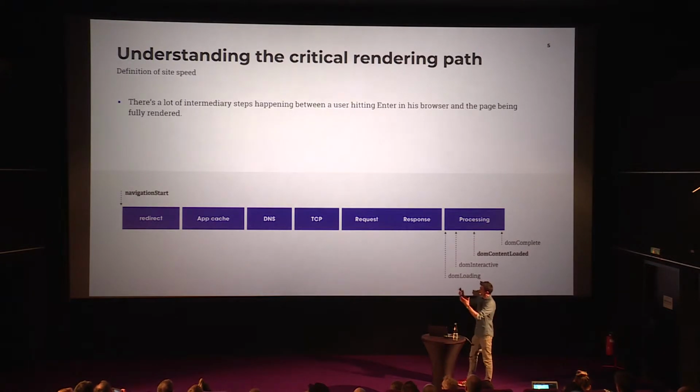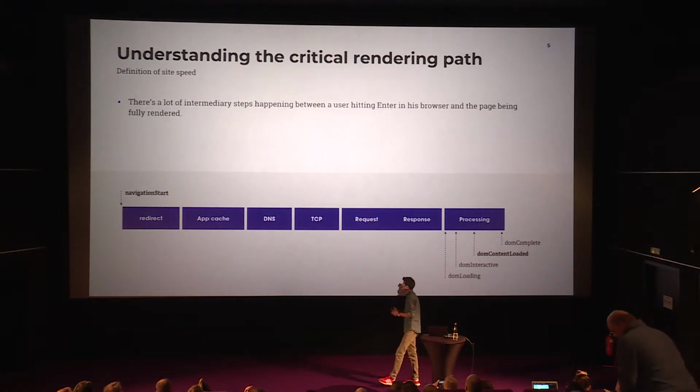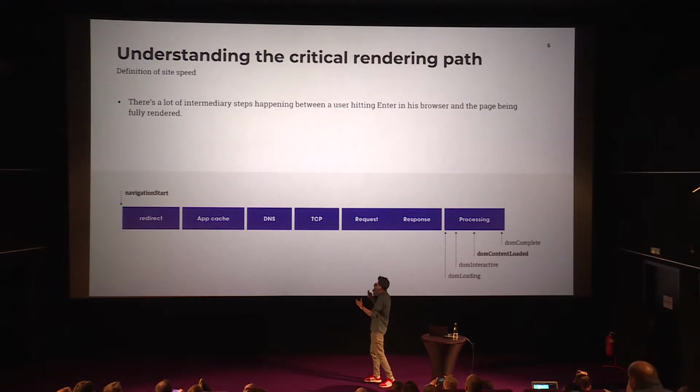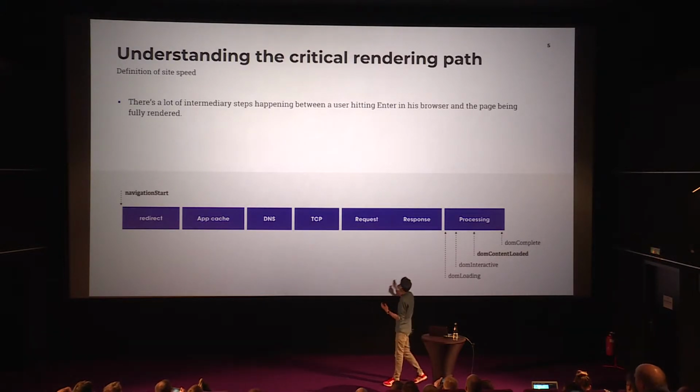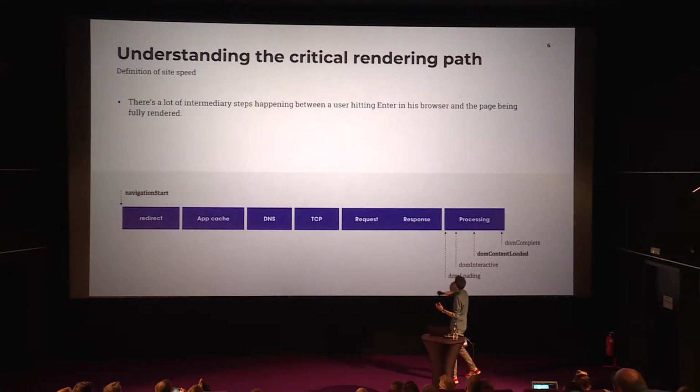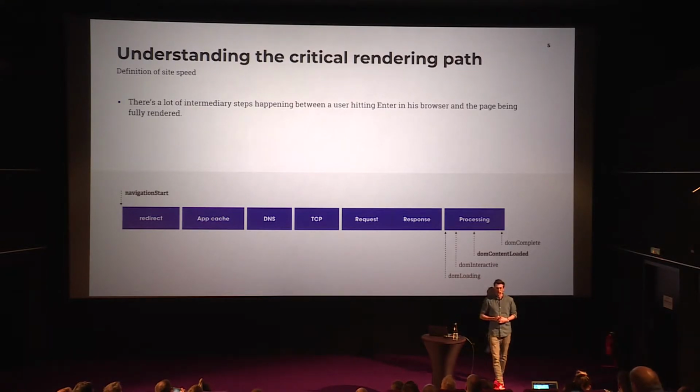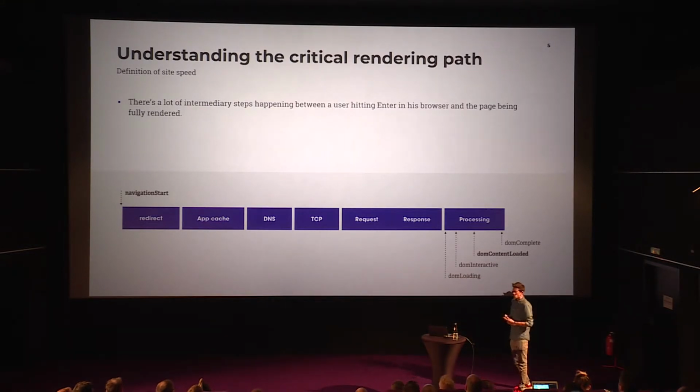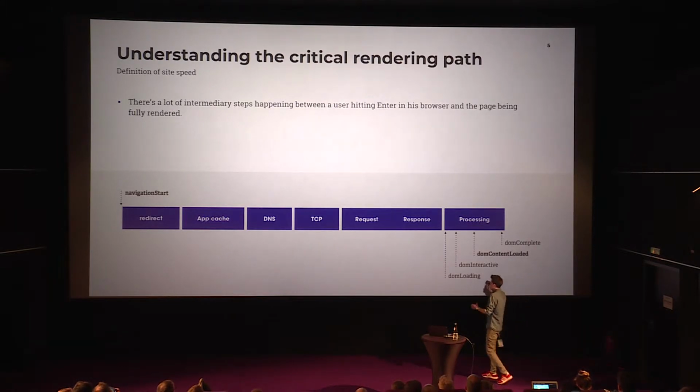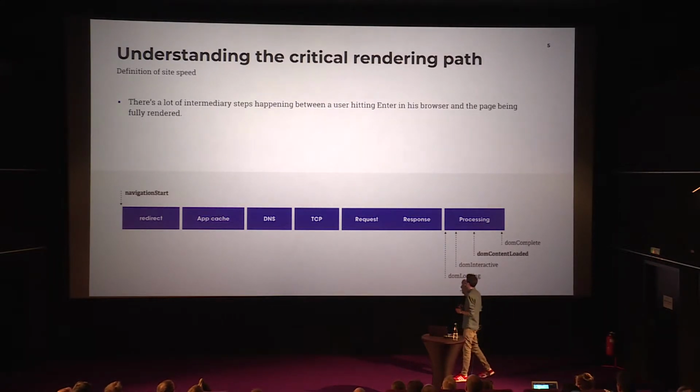There's a navigation start, then there's some redirect, some app cache, then there's the DNS lookup, TCP handshake, then there's some requests, a response, and then there's the processing part. Because the front-end guys amongst you will know that that's actually where the image loading and everything happens that you can optimize on. So there's a lot of steps in between that we ignore.